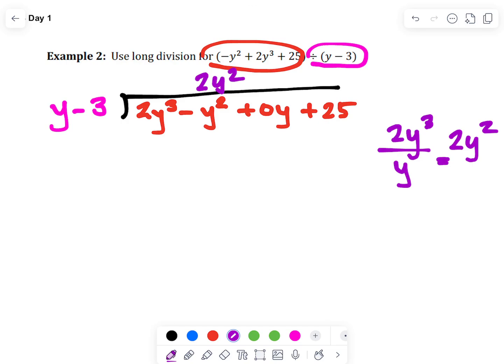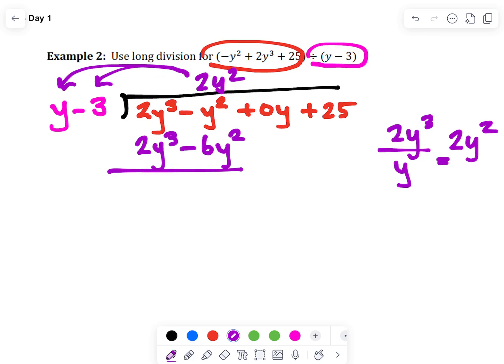Now I'm going to take that purple 2y squared and multiply it to the front. So 2y squared times y is 2y cubed. I'm going to multiply 2y squared times negative 3, and we get negative 6y squared. Then we subtract, so we're going to change the signs, and then we simplify. What happens is these two terms become 0, and then negative 1y squared plus 6y squared becomes 5y squared.